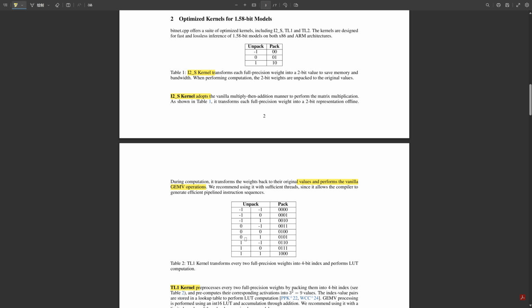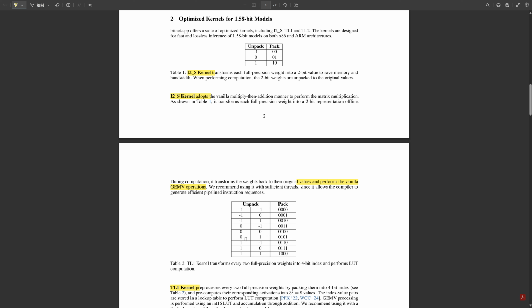Then, during the actual computation, these 2-bit weights get unpacked back to their original precision, but only just in time for the standard matrix multiplication. Ah, so the innovation is using that compressed format for storage and transfer, reducing the memory bottleneck during inference. It's kind of like using zip files for moving data, but unzipping right when you need it. That's a great analogy, exactly. And this trade-off is particularly good when memory bandwidth is the main limitation.